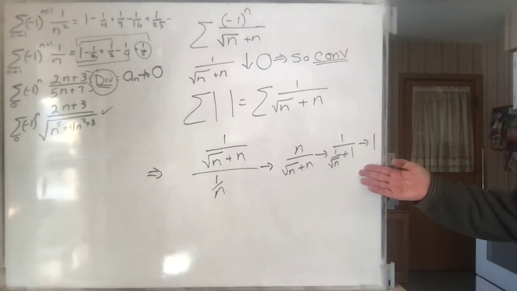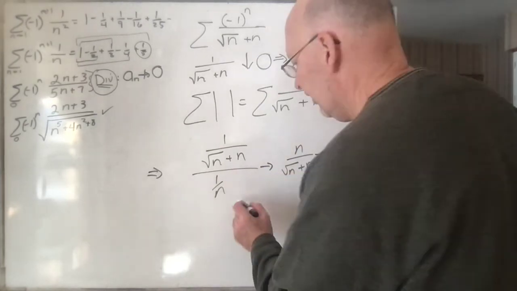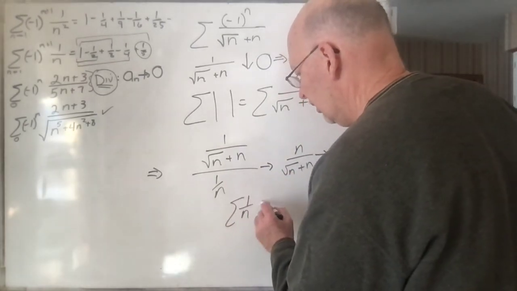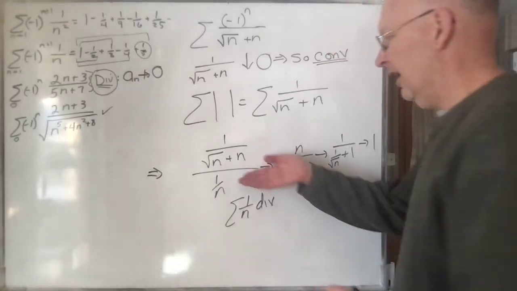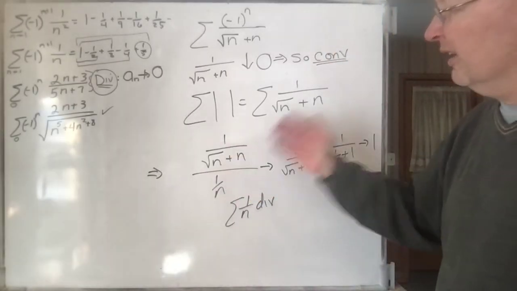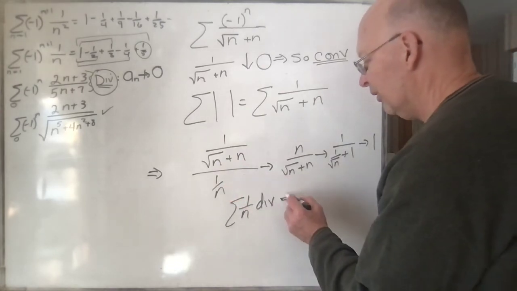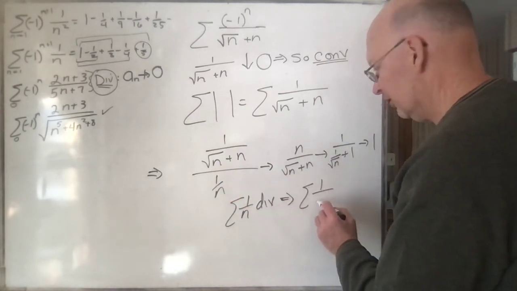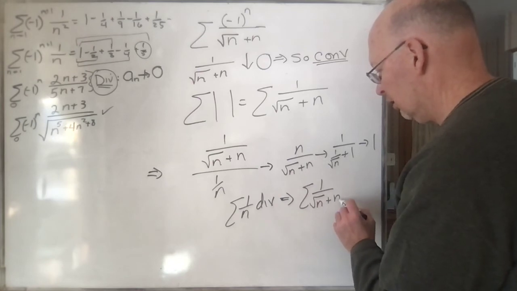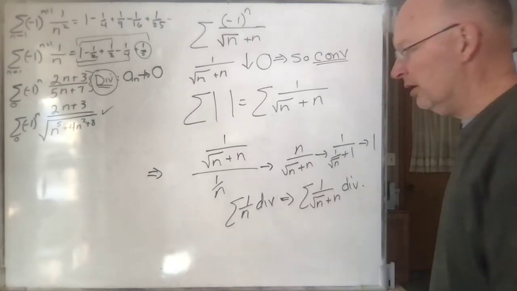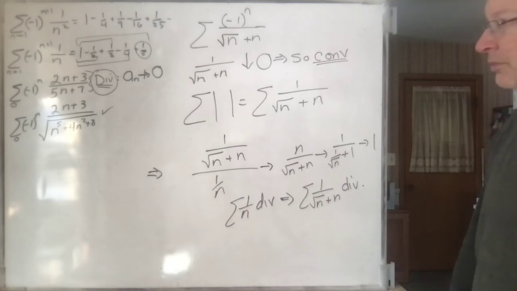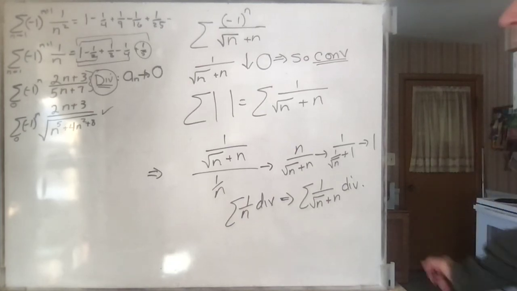What does that tell me? I know that since this thing diverges and the ratio is 1, that means that in the long run these things act like these, and so that tells me that this thing is also going to diverge. Okay, that's the idea. So there you go.